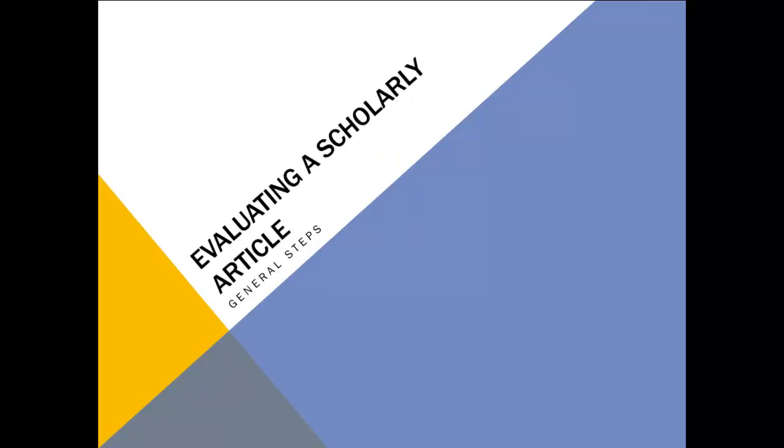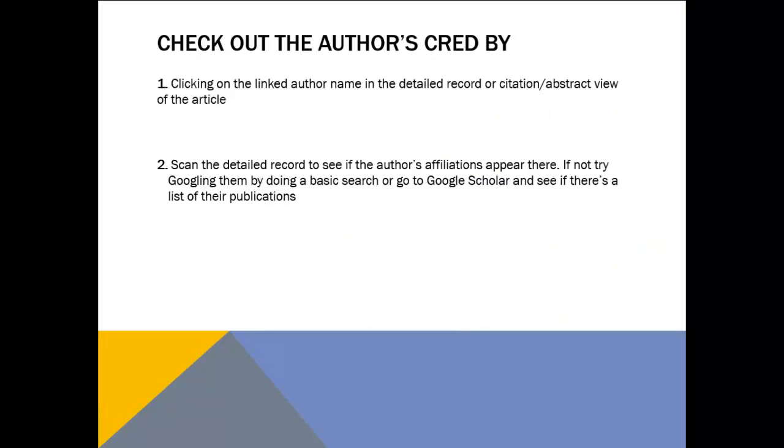Hi everyone, this video is about general steps in evaluating a scholarly article. First thing, you want to check out the author's credibility by clicking on the linked author name in the detailed record or citation abstract view of the article as it appears in the database.